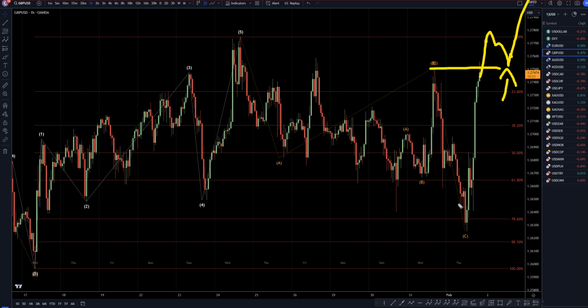So definitely a critical point right now. We do have non-farm payroll coming out tomorrow, so it would be a good time for this to end in an ABC correction and potentially continue that wave 3 on the daily time frame and up.